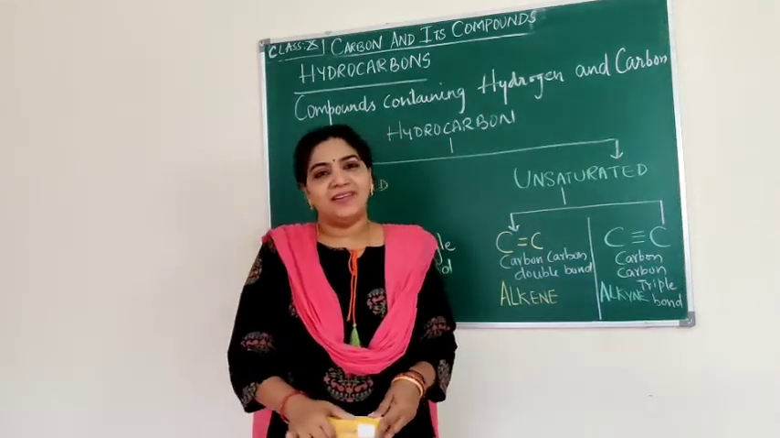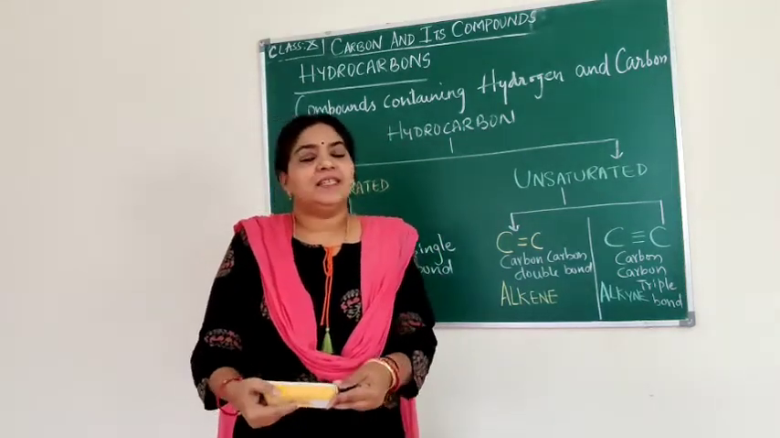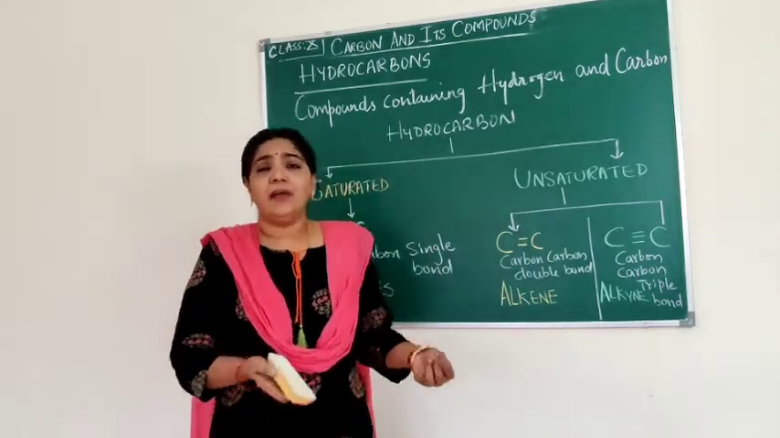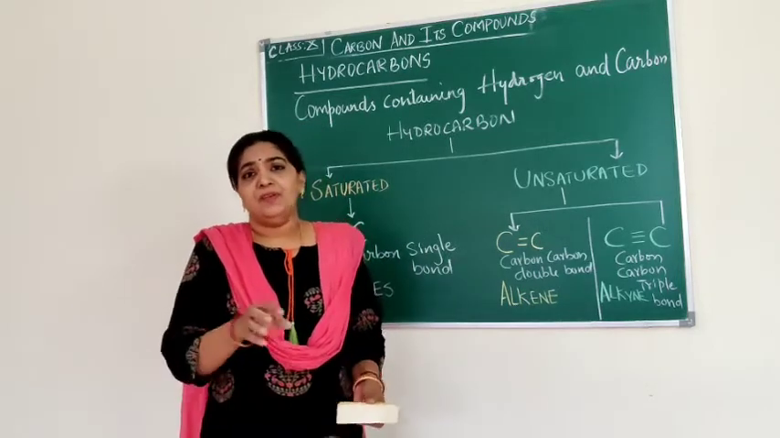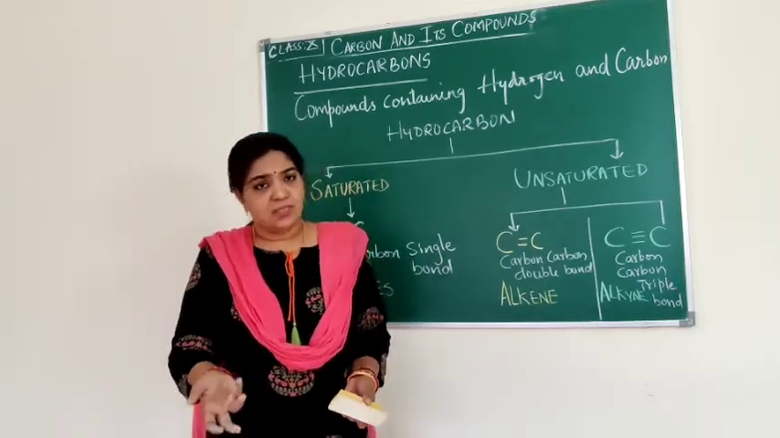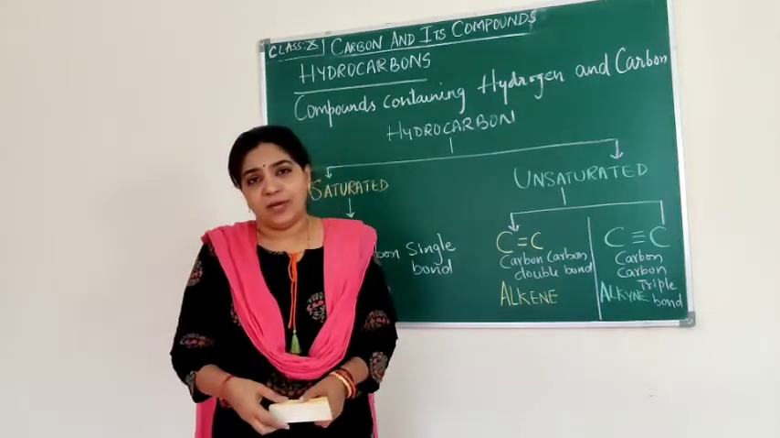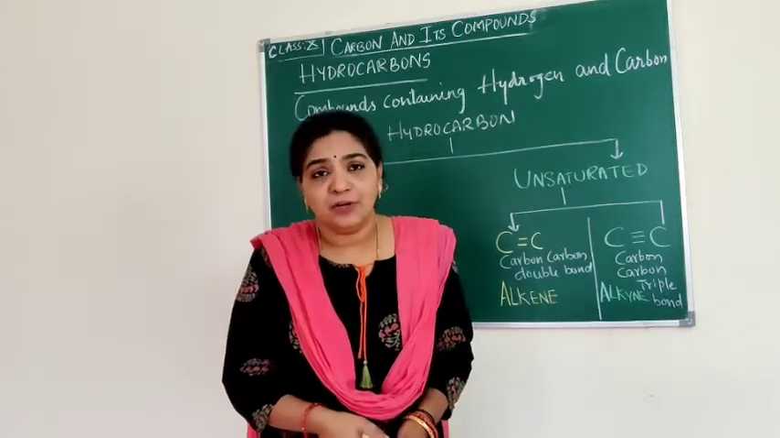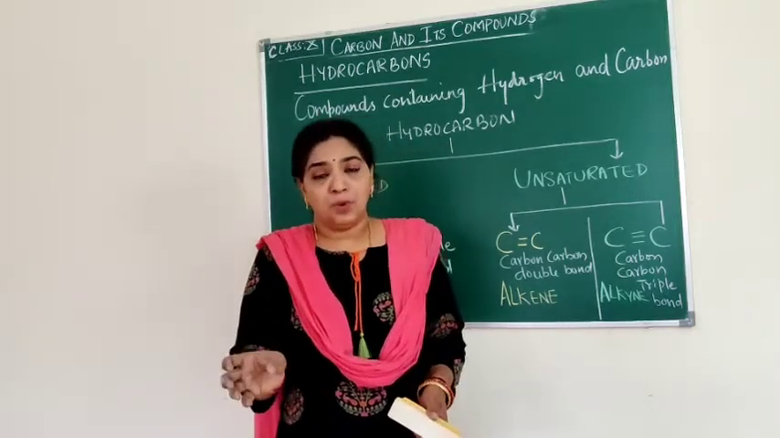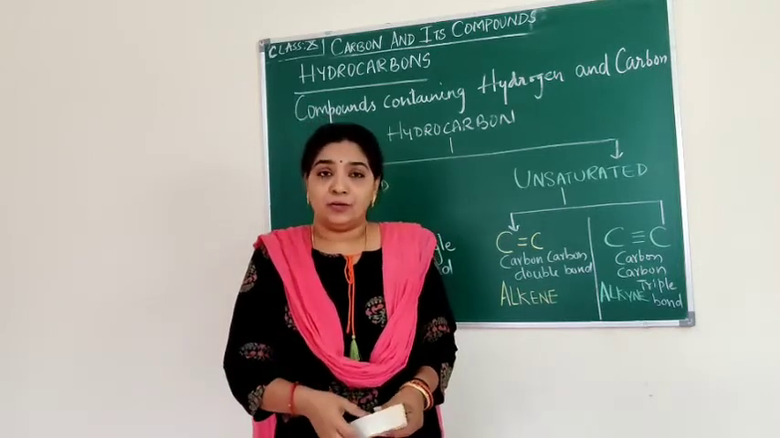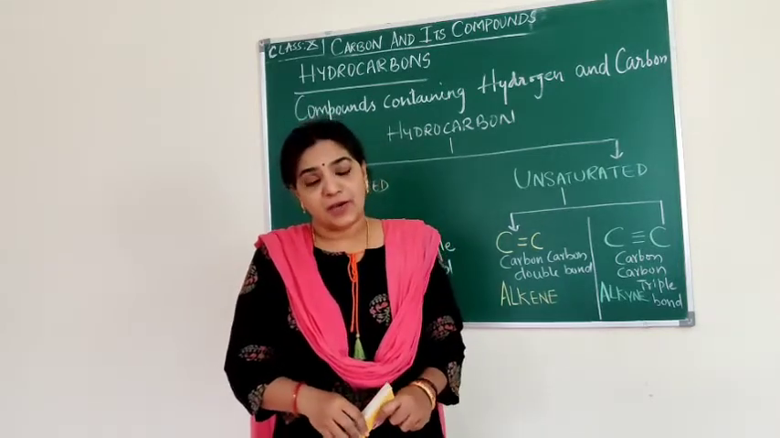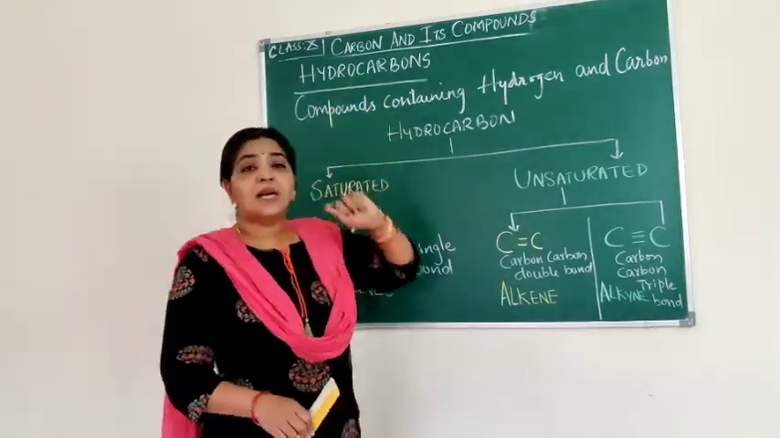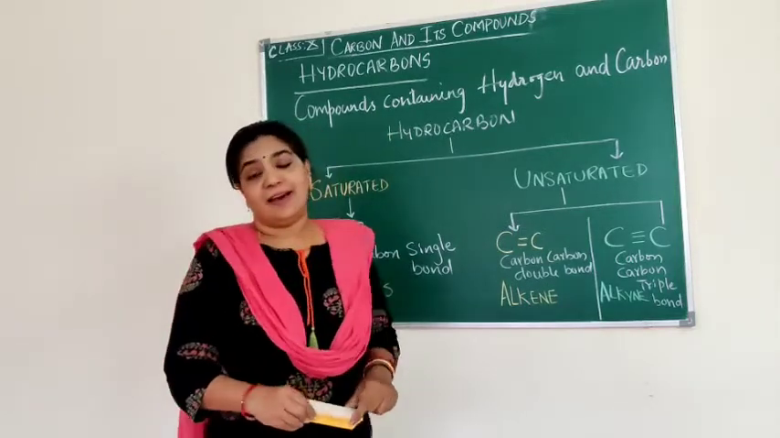Let us learn what are hydrocarbons. As the name itself suggests, you can make out what they are. They are compounds which contain hydrogen and carbon. For example, glucose, C6H12O6, is a hydrocarbon because it has carbon and hydrogen in it. Methane, CH4, has carbon and hydrogen. Any compound which has carbon and hydrogen in it is called a hydrocarbon. So, hydrocarbons are compounds containing hydrogen and carbon.